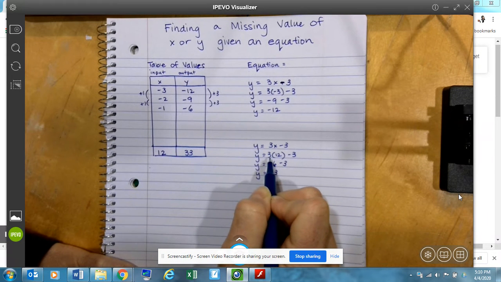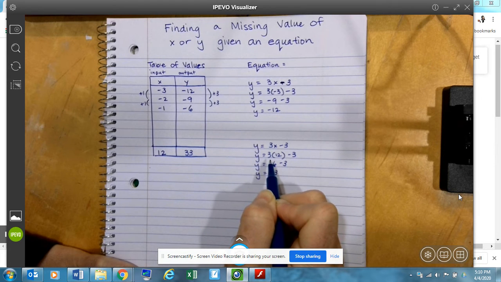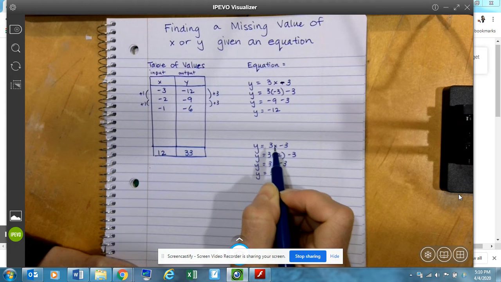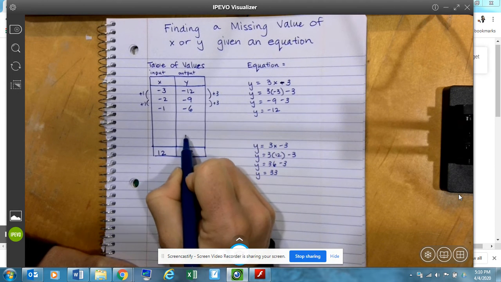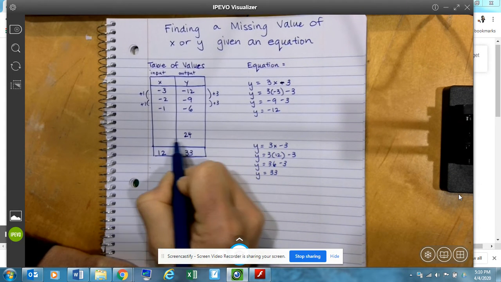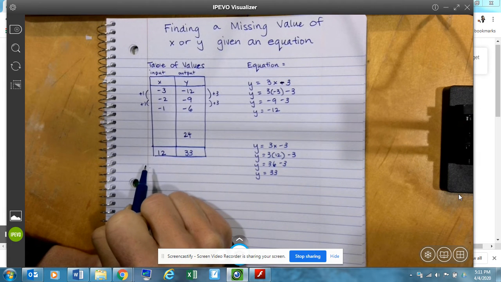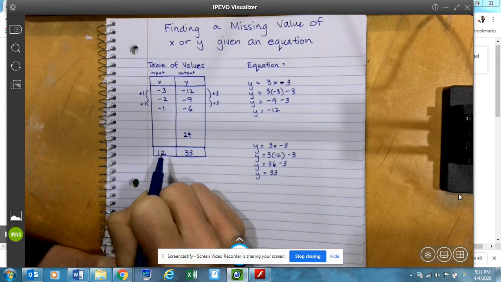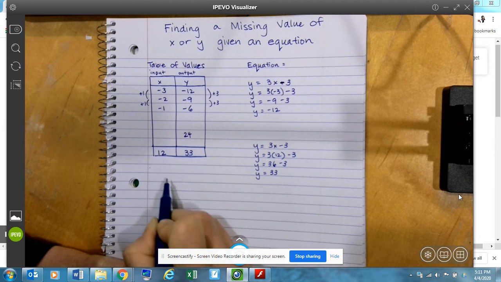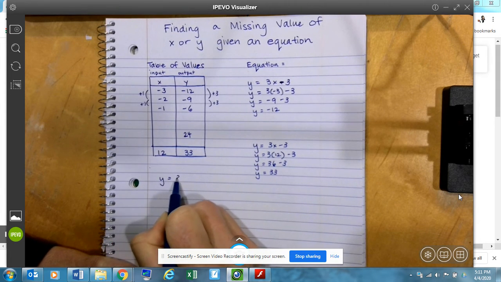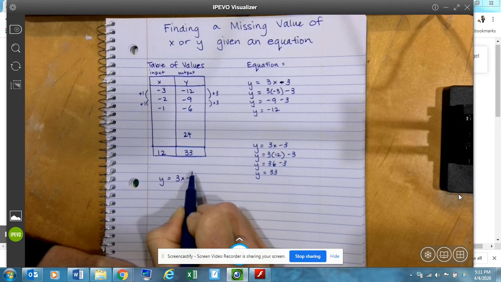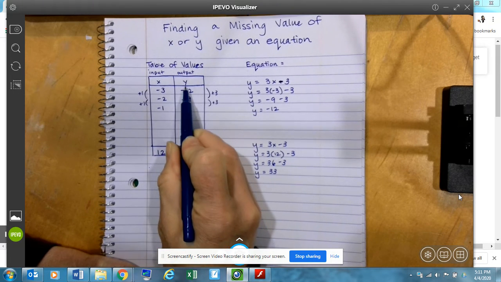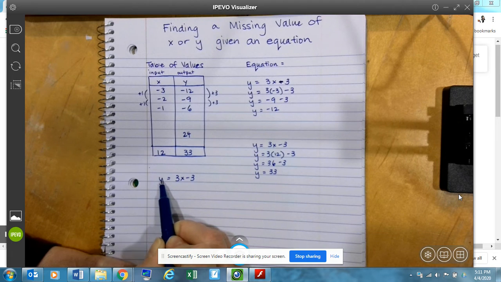That seems obvious to some people. What is a little less obvious is if you're given a y output and you're trying to find the input. So let's say, for example, we have an output of 24, but we don't know what our x value is going to be. We do exactly the same thing. However, we are now going to put our value of 24 in for y. So we're going to rewrite our equation. And we're going to take 24, because it's the y value, we're going to substitute it in for y.